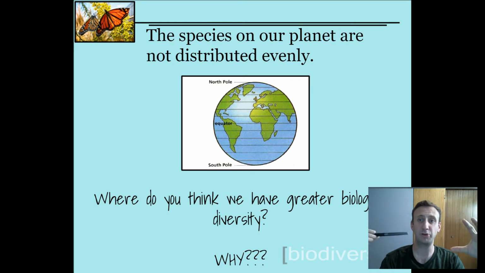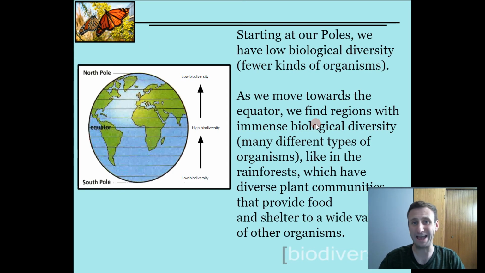Now, species on our planet are not distributed evenly. Surprise, surprise. If I take a look at the Earth, where do you think on this diagram, and I don't know how I'm going to point this out, where do you think we're going to see the most variation or the most amount of species within an area? In other words, which area will have the greatest biological diversity? And the answer is around the equator. The closer we get to the equator, the more biological diversity we end up having.